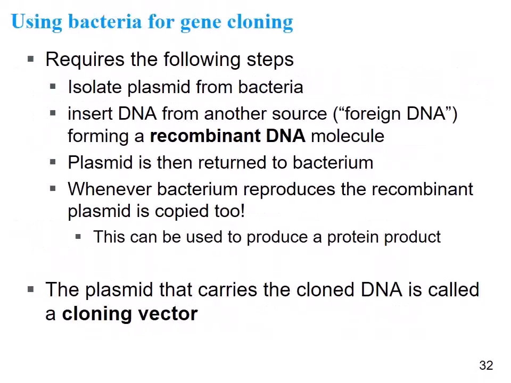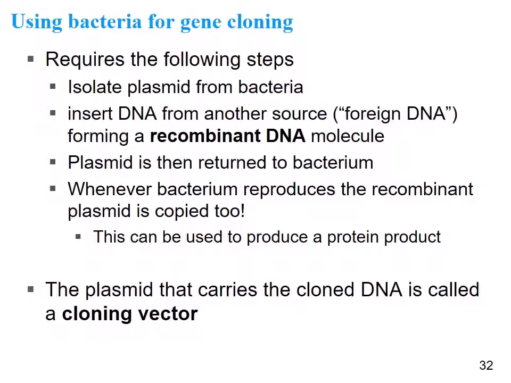So when we use bacteria for gene cloning, we have to isolate the plasmid from the bacterium. We have to insert the DNA from another source and form a recombinant DNA molecule. If you look at the word recombinant, like recombine, this is DNA from two sources, the bacterium and then the foreign DNA. This plasmid is then returned to the bacterium, and then what's really exciting, at least exciting to me, is that every time that bacterium reproduces, it reproduces the recombinant plasmid too.